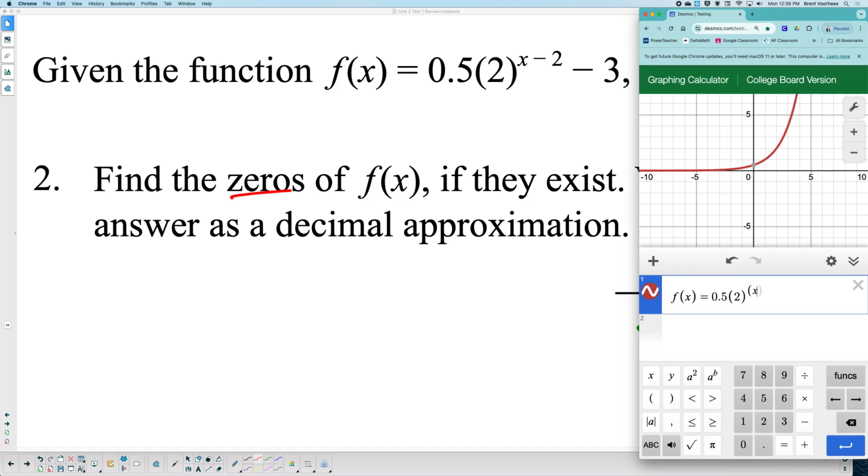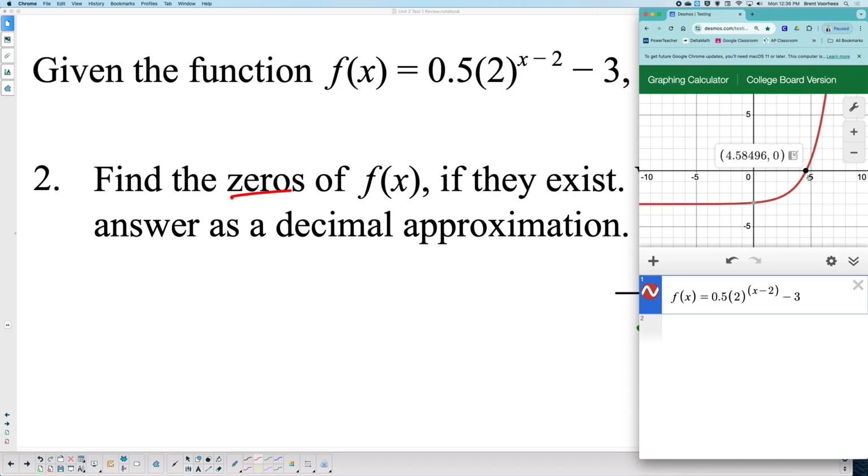I think on the powers you have to put it in parentheses to make the x minus 2 stay in there. If you don't use a parenthesis on the powers, it always leaves the exponent. So make sure you put a power on that to make it work. How many decimals are required for AP Pre-Cal? 3.